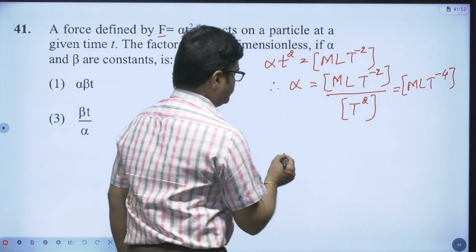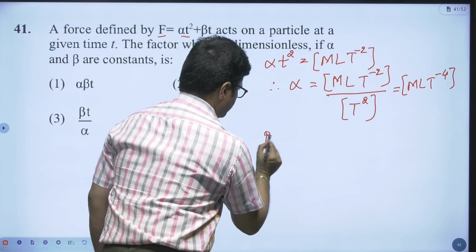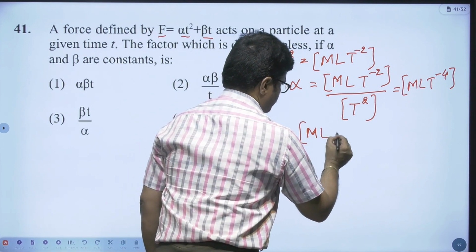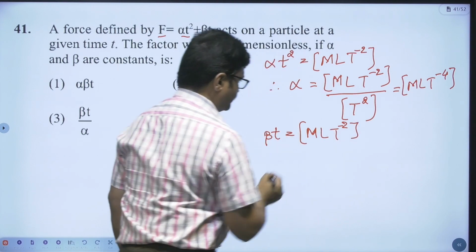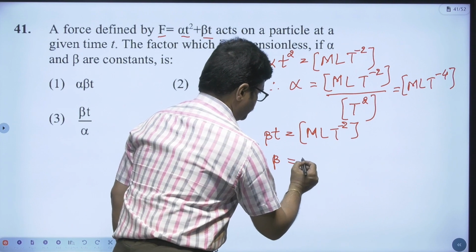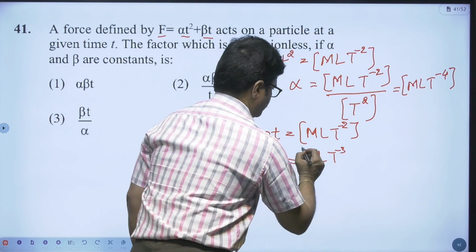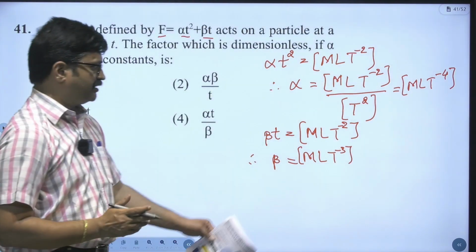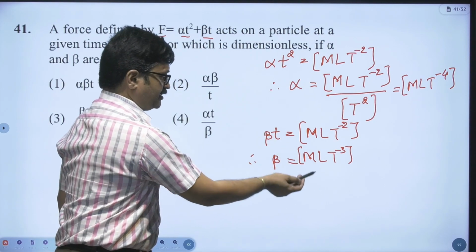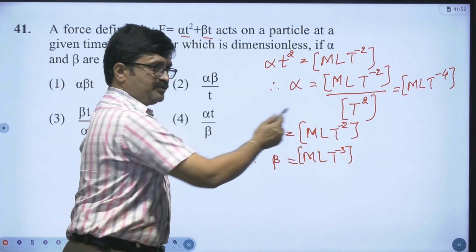Now similarly, dimension of beta. I'll write beta into t is equal to again M L T raised to minus 2. Once again we'll write this. So the dimension of beta I can consider as M L T raised to minus 3. I hope you can follow. I have written directly. You just take t to the other side, so we will get divided by t. When it goes to the numerator, it becomes t raised to minus 3.